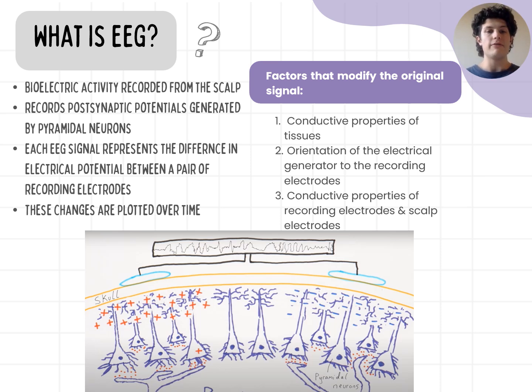Some factors that may modify the original signal are the conductive properties of the tissues, such as the conductive properties of bone, the orientation of the electrical generator to the recording electrodes, and the conductive properties of recording electrodes and scalp electrodes.